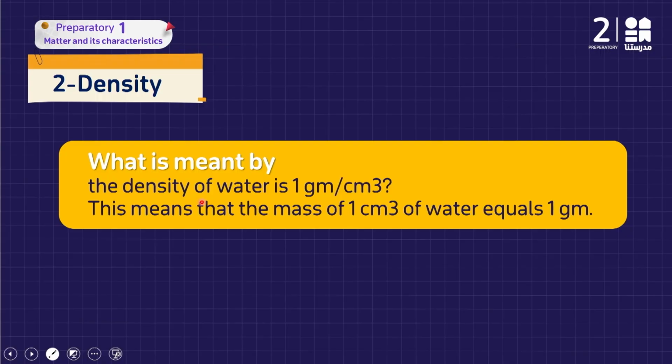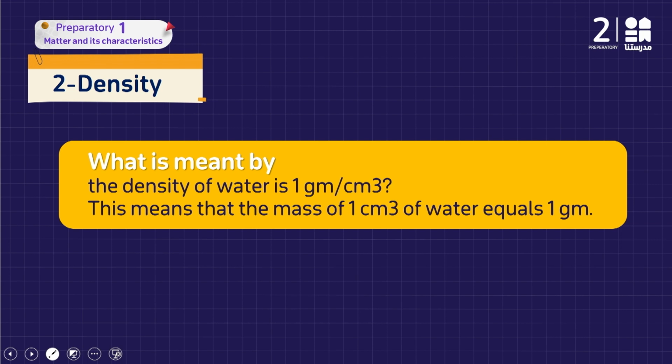As we said, the density equals mass divided by volume. So the mass here equals 1 gram and the volume equals 1 cubic centimeter. When you divide by 1, the result equals 1. So the density of water is 1 gram per cubic centimeter.